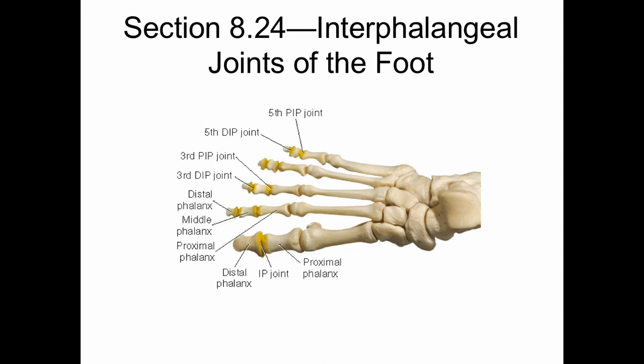The interphalangeal joints, pedis, are located between the head of the more proximal phalanx and the base of the more distal phalanx of the toes. The words pedis, denoting foot, and manus, denoting hand, are used to distinguish between these interphalangeal joints. The big toe has only one interphalangeal joint, but toes 2 to 5 each have two interphalangeal joints, a proximal interphalangeal joint, PIP, and a distal interphalangeal joint, DIP.